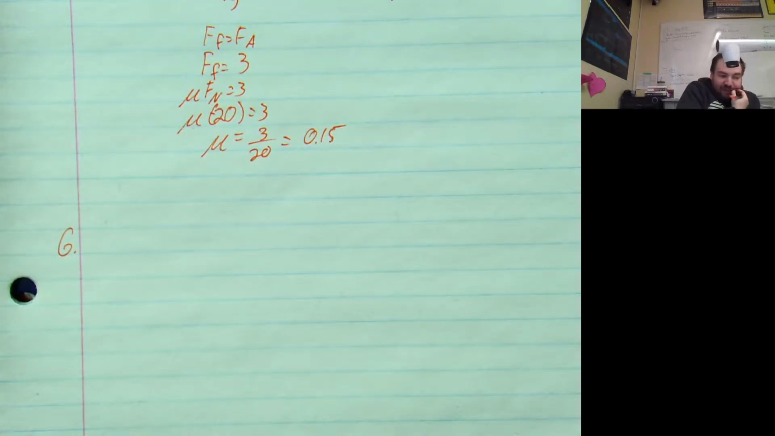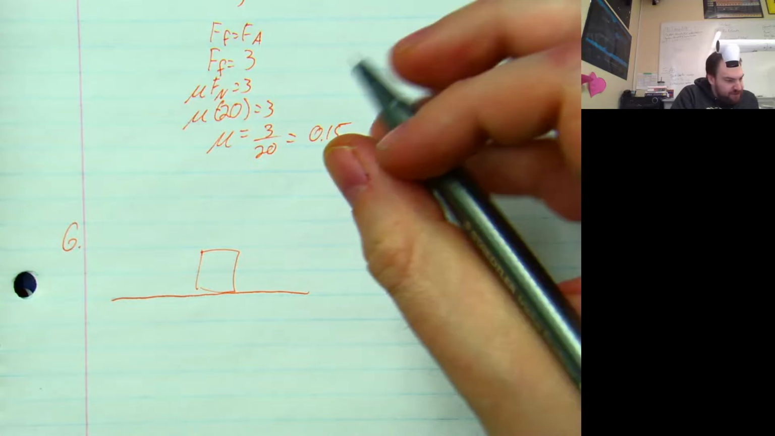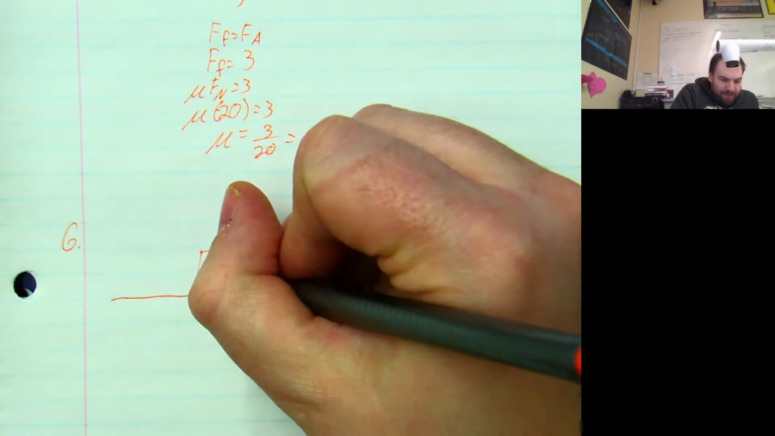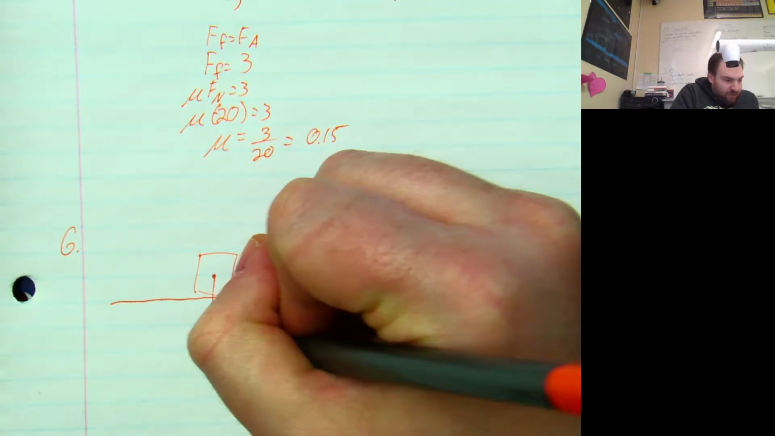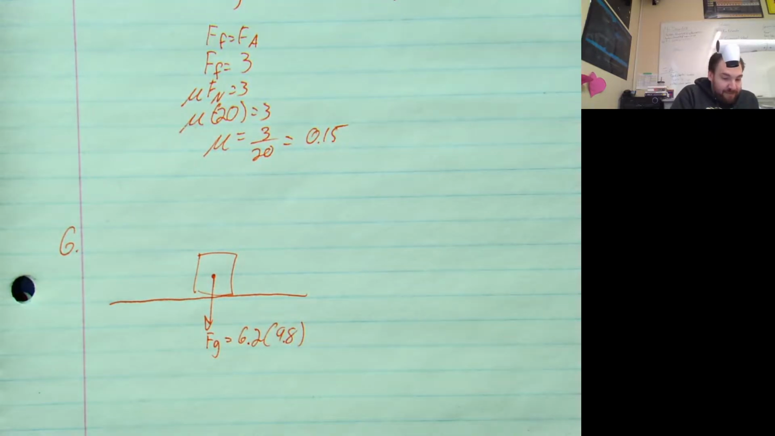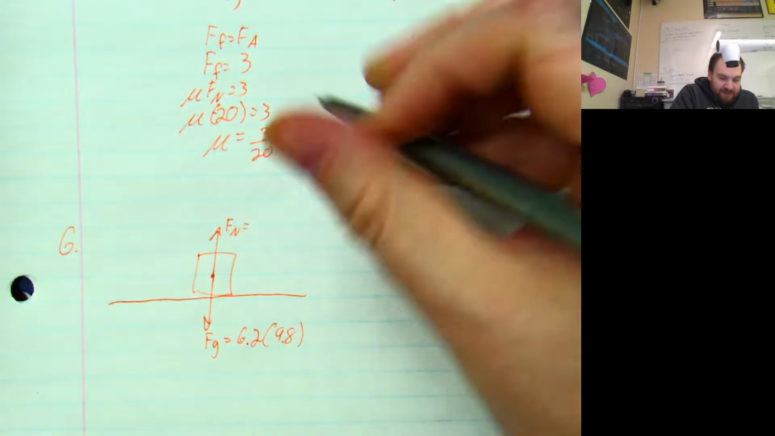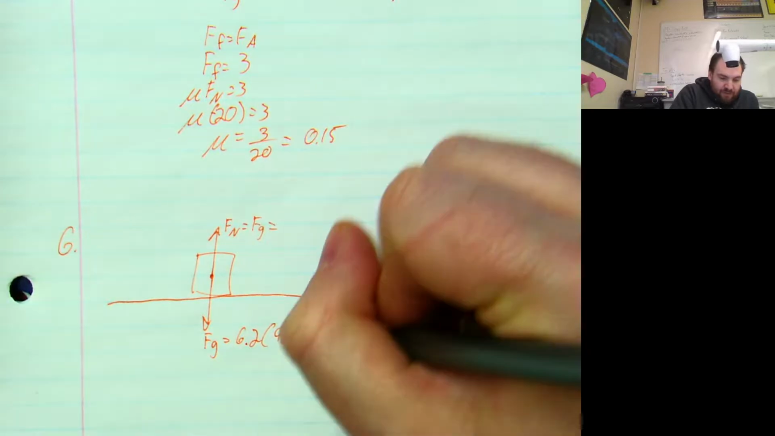A 6.2 kilogram object is pulled along a horizontal surface by a force of 22 newtons. It is accelerated at 1.1 meters per second squared. What is the coefficient of friction between the 2 surfaces? Cool. So let's draw the thing. I've got my object being dragged along a surface. FG is going to equal 6.2 times 9.8. So in this case, they've given us the mass. It's level, and there's nothing acting up or down. So Fn is going to equal Fg, which is going to equal what?